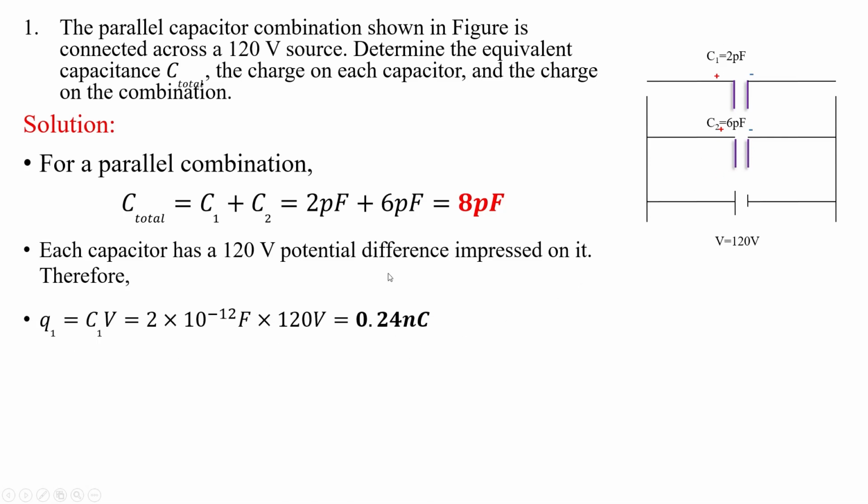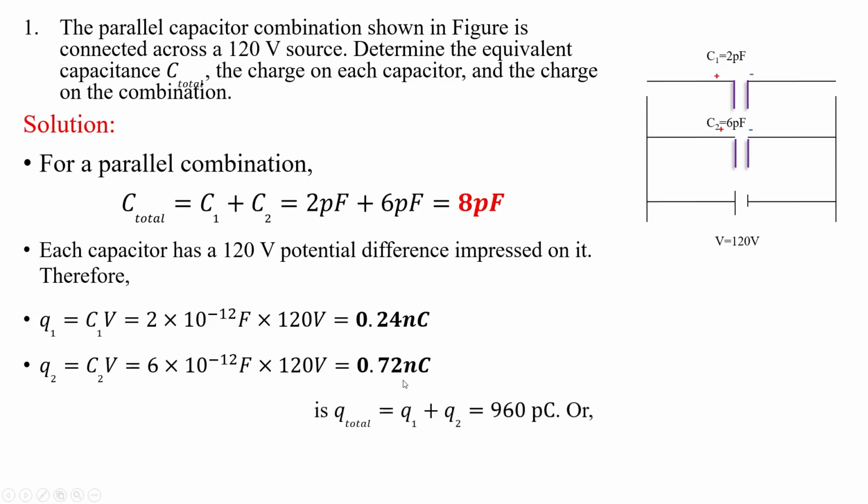So the charge on the first capacitor is equal to C1 V, which is 2 multiplied by 10 raised to the power minus 12 farad multiplied by 120 volts. That is 0.24 nanocoulomb. In the same way, you can find the charge on the second capacitor from the given equation, and after calculation you get the final value to be 0.72 nanocoulomb.